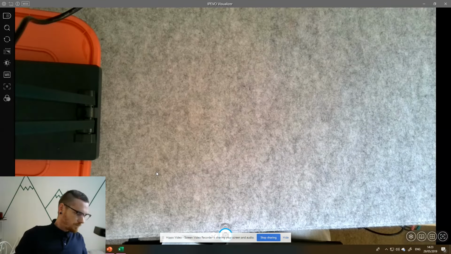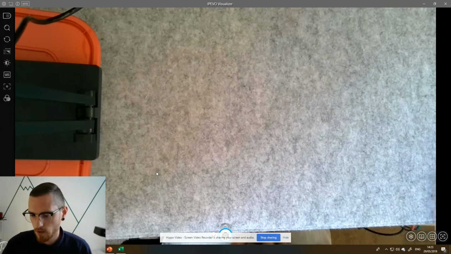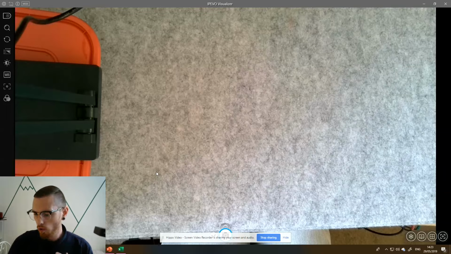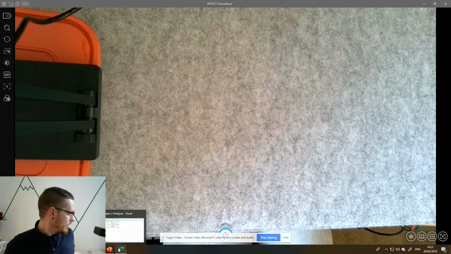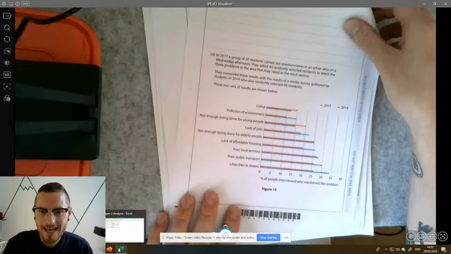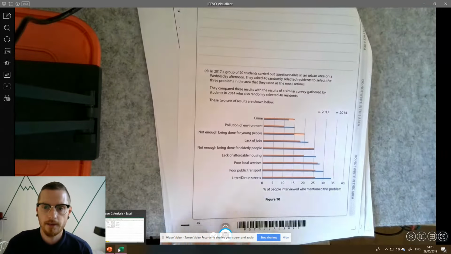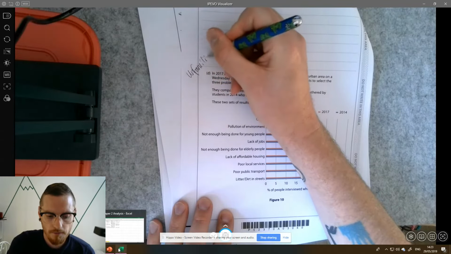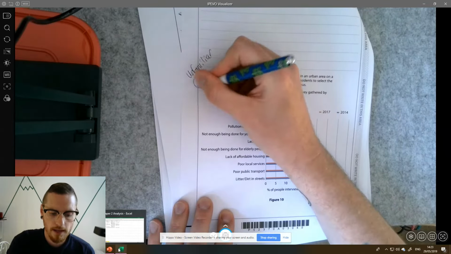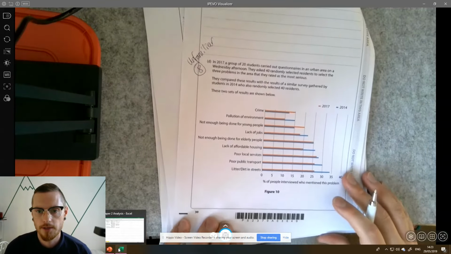Now, to do that, if on your own fieldwork or the unfamiliar fieldwork, so here is the unfamiliar fieldwork. So this is our unfamiliar 8 marker, and you'll get 1 familiar and 1 unfamiliar 8 marker in your paper 2 exam.